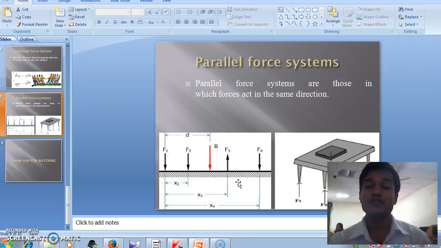The parallel force system is also classified into two types: like parallel forces and unlike parallel forces. When the parallel forces are in the same direction, they are known as like parallel forces. If the parallel forces are in opposite directions, they are called unlike parallel forces.